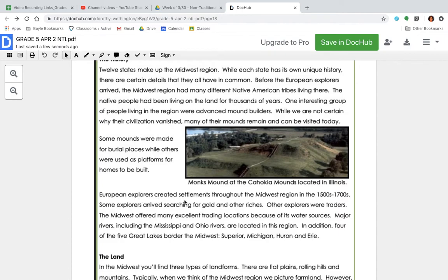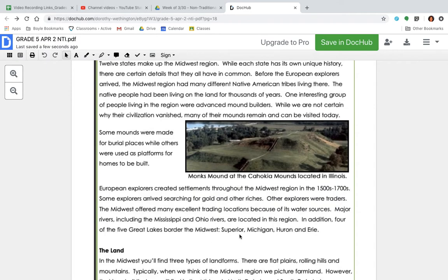European explorers created settlements throughout the Midwest region in the 1500s to 1700s. Some explorers arrived searching for gold and other riches. Other explorers were traders. The Midwest offered many excellent trading locations because of its water sources. Major rivers, including the Mississippi and Ohio rivers, are located in this region. In addition, 4 of the 5 Great Lakes border the Midwest: Superior, Michigan, Huron, and Erie.